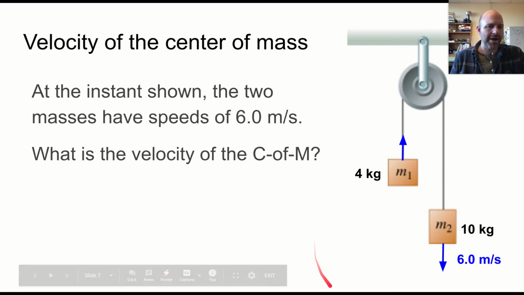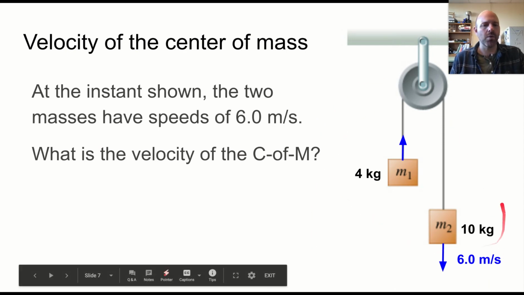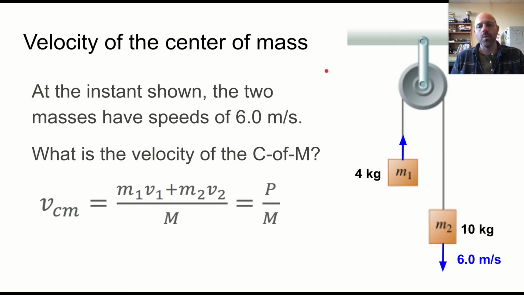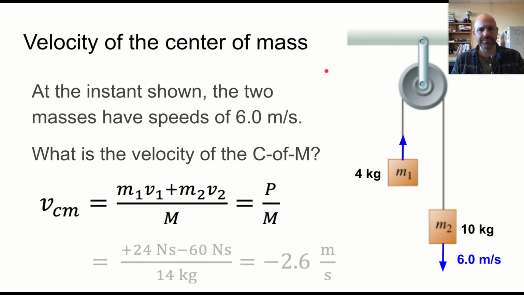And so if we think about a system, what's the velocity of the center of mass here? Well, we have a mass going up and a mass going down. And since they're different masses, obviously the distribution of mass in the system will be different at different times. But the momentum of the whole system is just mass 1 v1 plus mass 2 v2, and dividing by the total mass gives us the velocity of that center of mass.